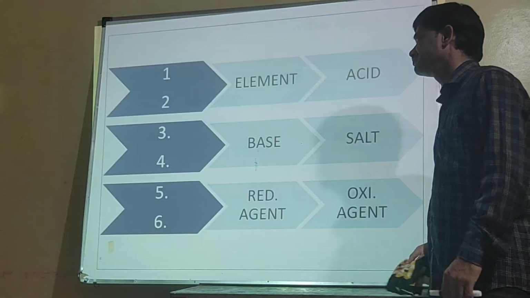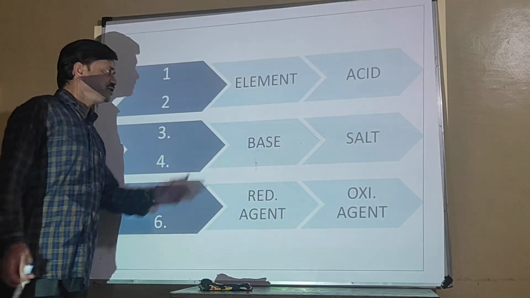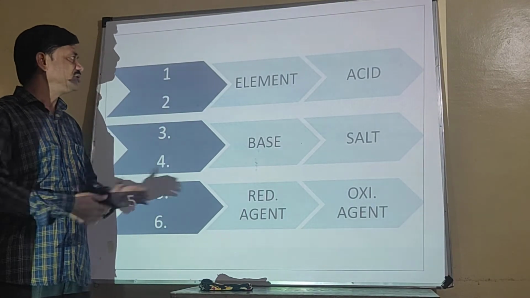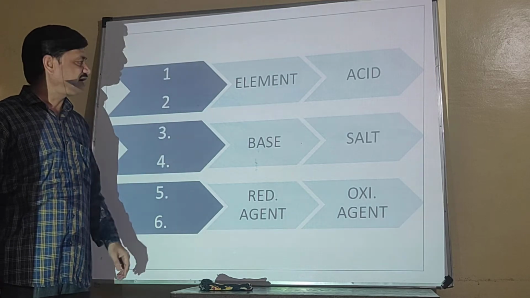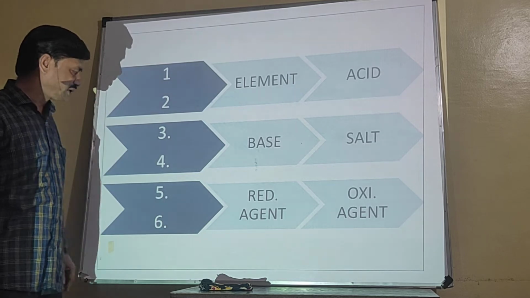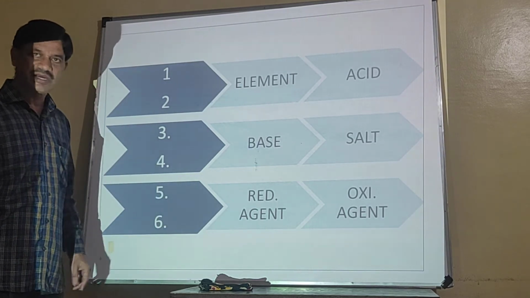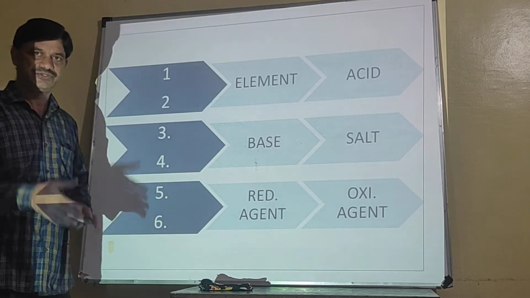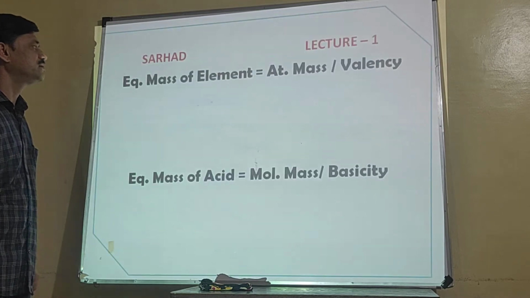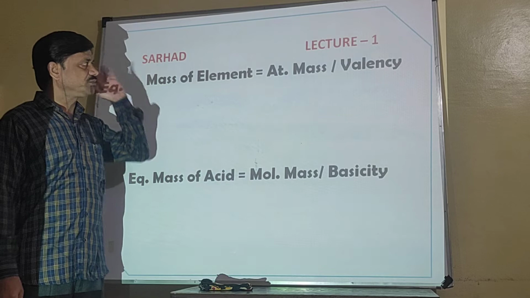Now the next point. In today's session we are dealing with these 6 important species. In most of the MCQs you are dealing with equivalent mass of element, acid, base, salt, and in case of redox as well as electrochemistry, these two agents are important: reducing agent and oxidizing agent. So let us start with the next species. In the first case we are dealing with equivalent mass of element.